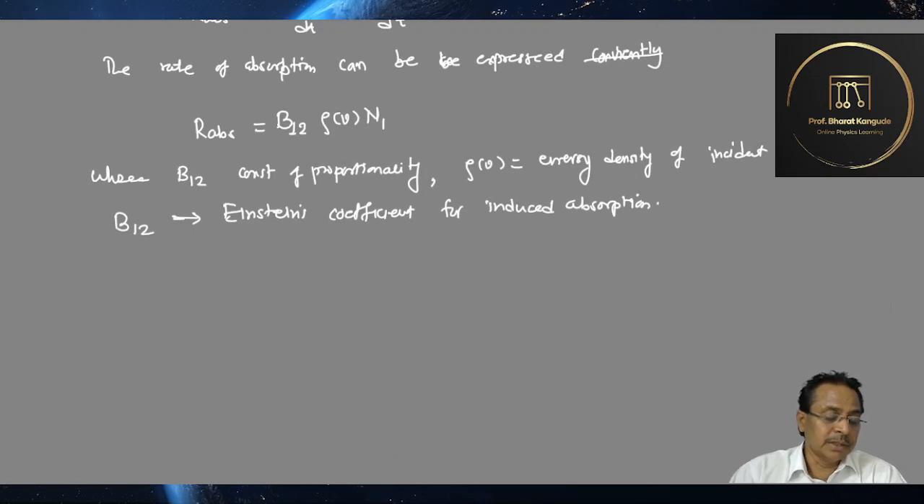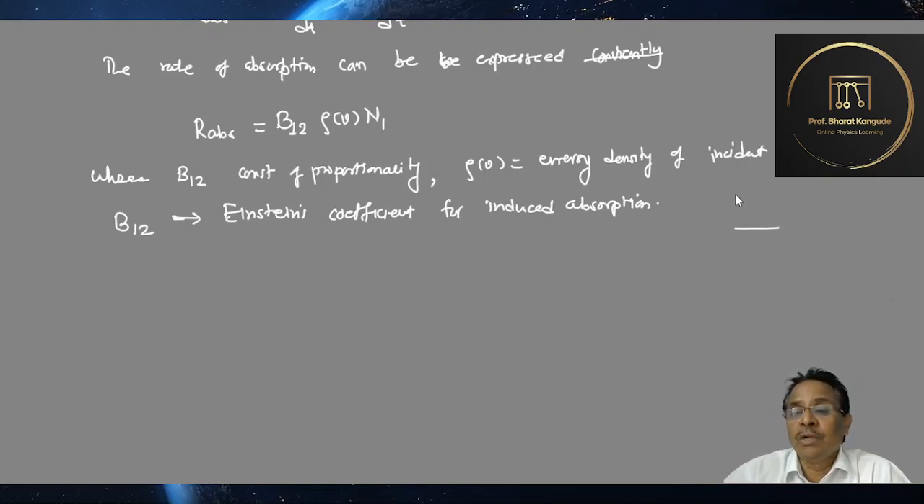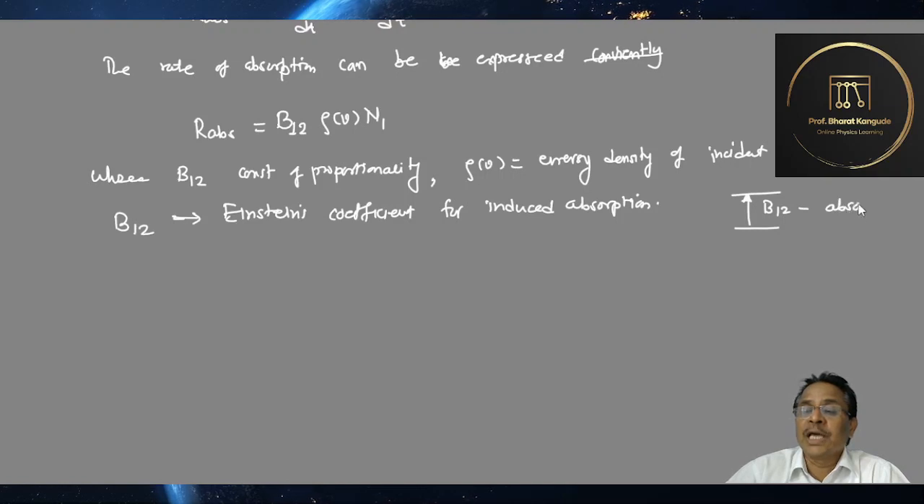It indicates the probability of induced transition from level 1 to level 2. So that is what we are getting, from level 1 to level 2. This type of induced transition or induced absorption is represented by this particular coefficient B12. So B12 is for absorption or induced absorption. This is what we have to remember all the time, it will be required here.